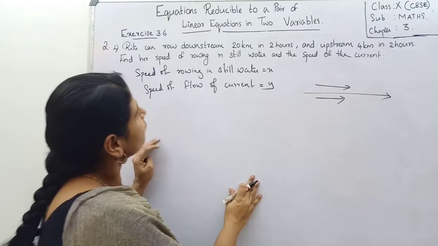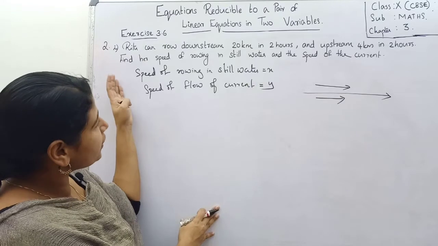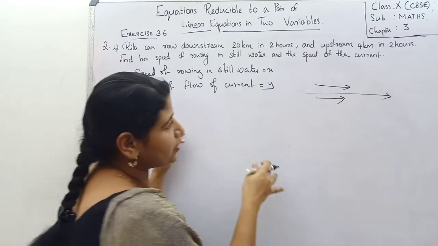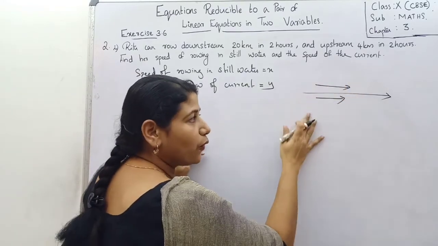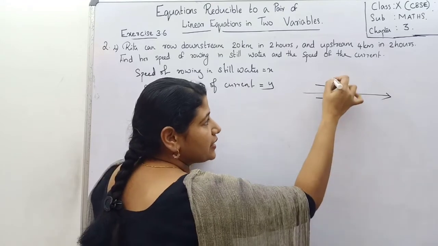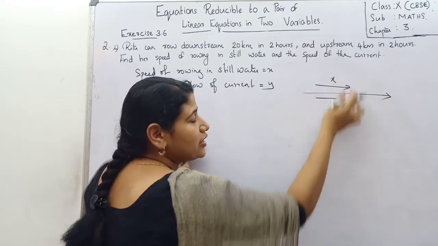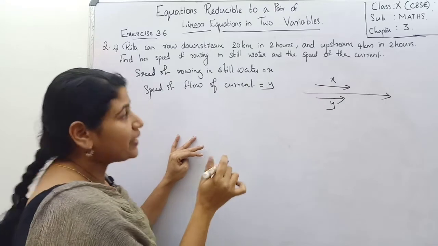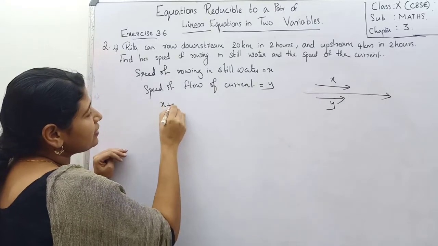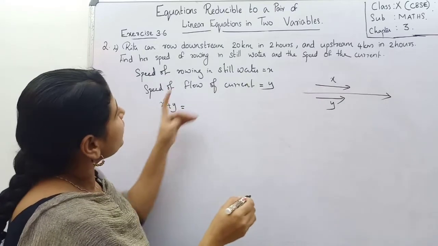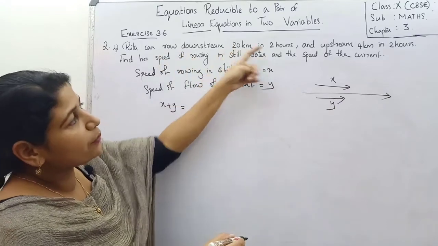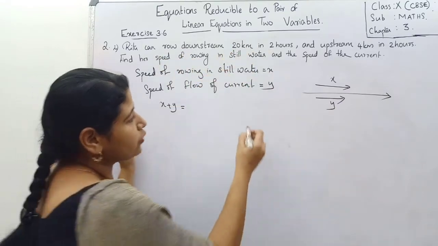Okay. If Ritu is rowing downstream in this direction and the flow of the water is in the same direction, this is the speed x, this is the speed y, the total speed must be x plus y. And it is given that she traveled 20 kilometers in 2 hours. That means we have to find out the speed.